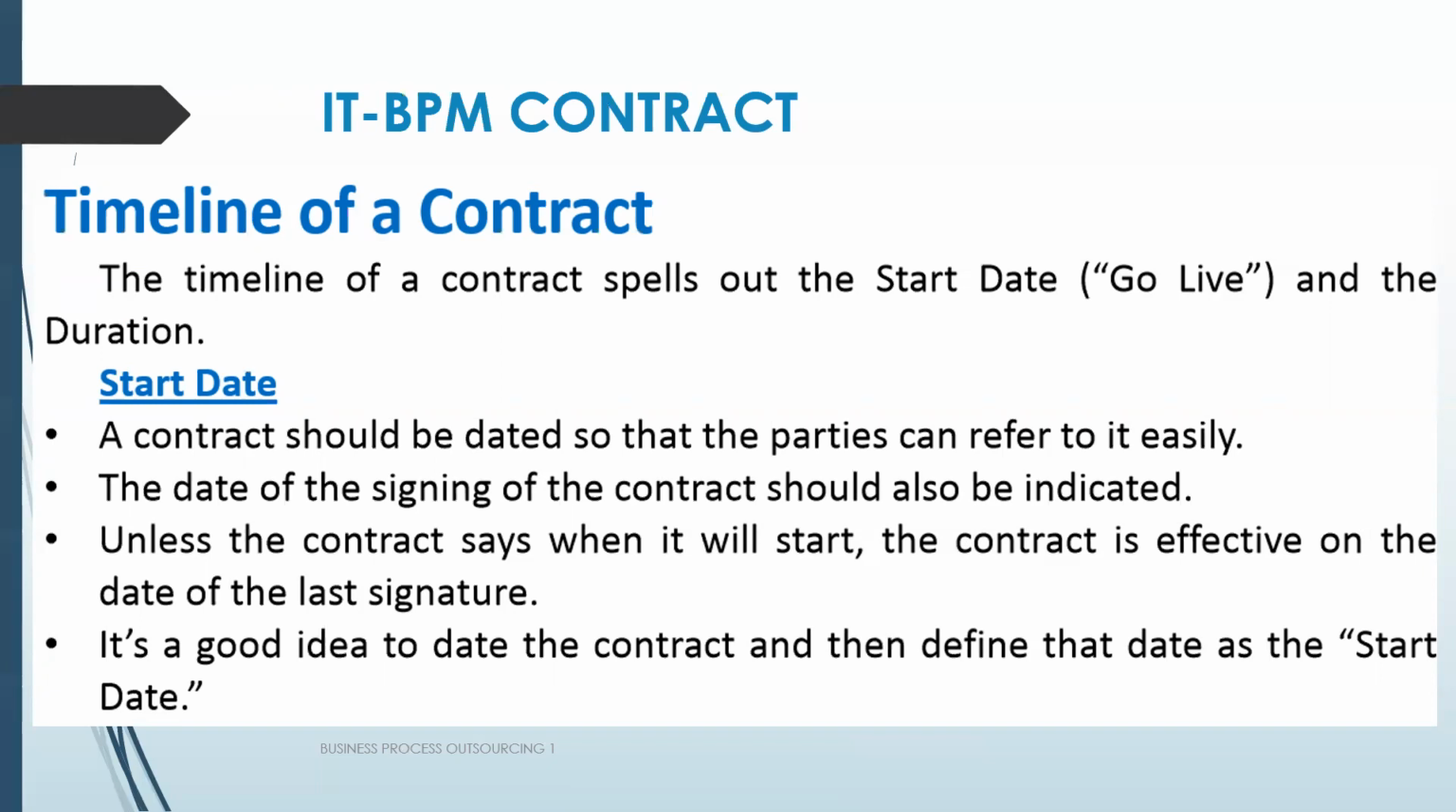So the start date, the contract should be dated so that the parties can refer to it easily. The date of the signing of the contract should also be indicated. Unless the contract says when it will start, the contract is effective on the date of the last signature. It's a good idea to date the contract and then define that date as a start date. So that's just the start date.